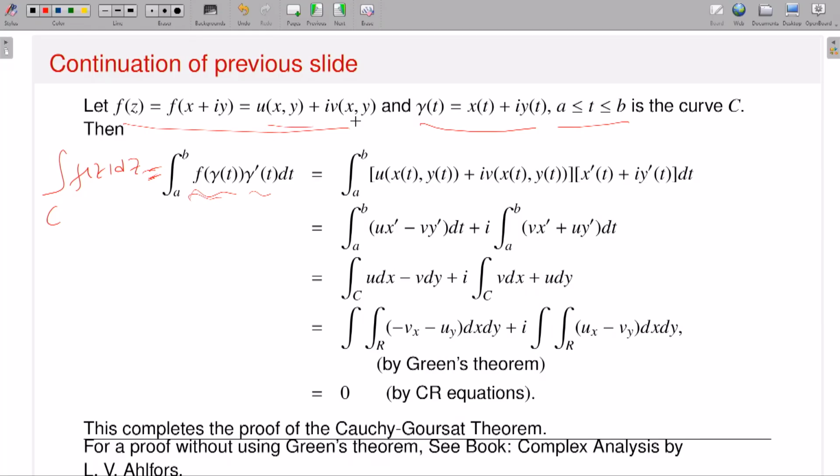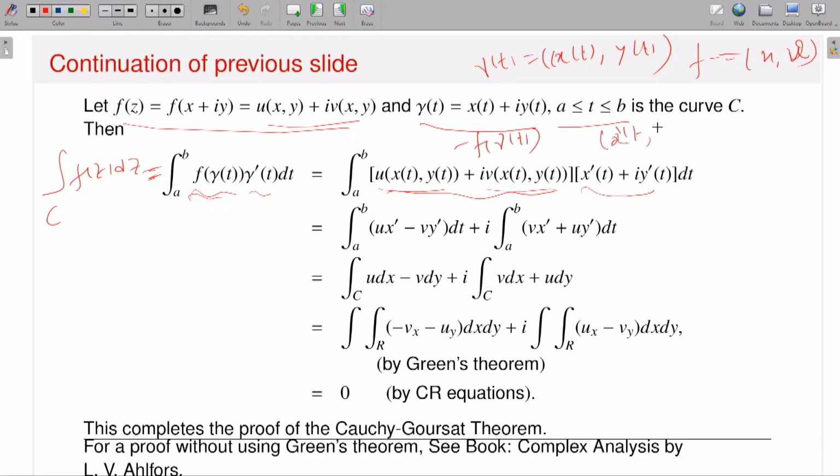Now f of gamma t, you have the expression of f, u plus iv, so therefore you have u of x(t), y(t) plus i times v of x(t), y(t), because gamma t is x(t), y(t), right? You can think about gamma t as x(t), y(t), and f is equal to u, v, right? So therefore this is f of gamma t. And what is gamma prime t? This is again x prime t, y prime t, right? Because gamma is x(t), y(t), so the derivative is the corresponding component derivative, right? So you just do the algebra.